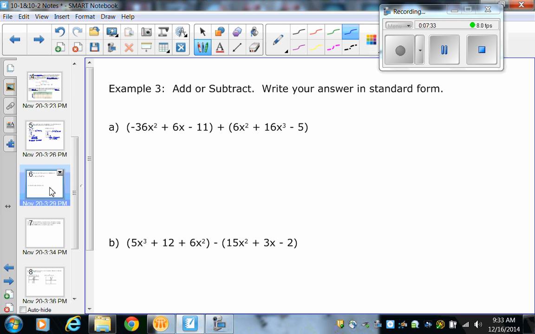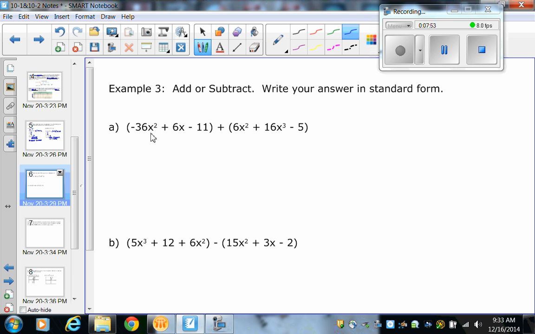Example 3 says to add or subtract and write your answer in standard form. So what I'm going to do here is, some of you will just use the horizontal method, which is basically, for addition, you would just collect like terms. But I'm also going to show you the vertical method, that for some of you, the organization will help you a lot. What you want to do is make sure they're in standard form.